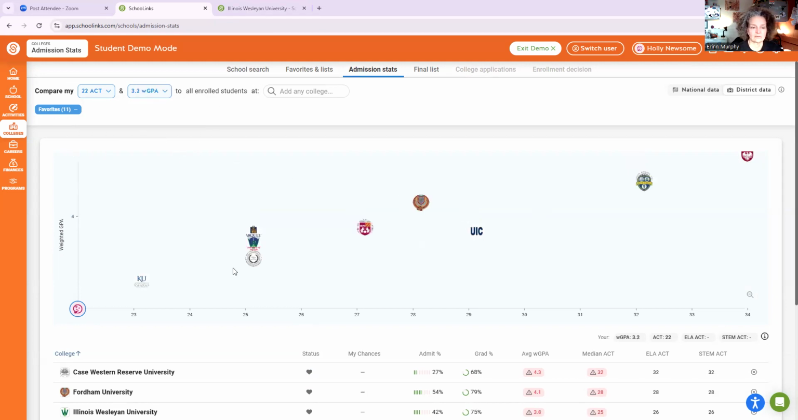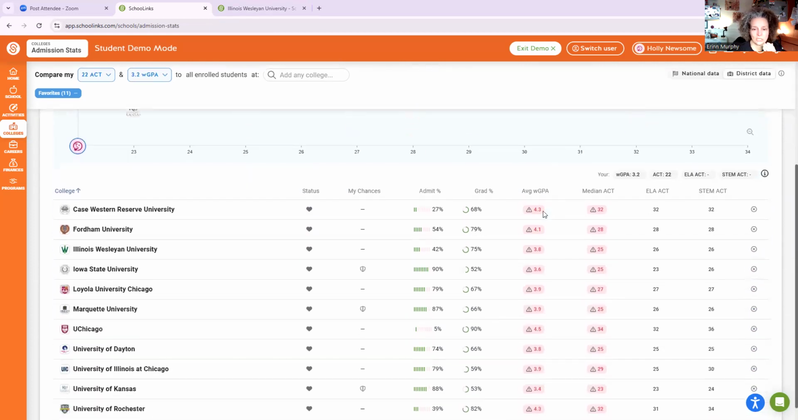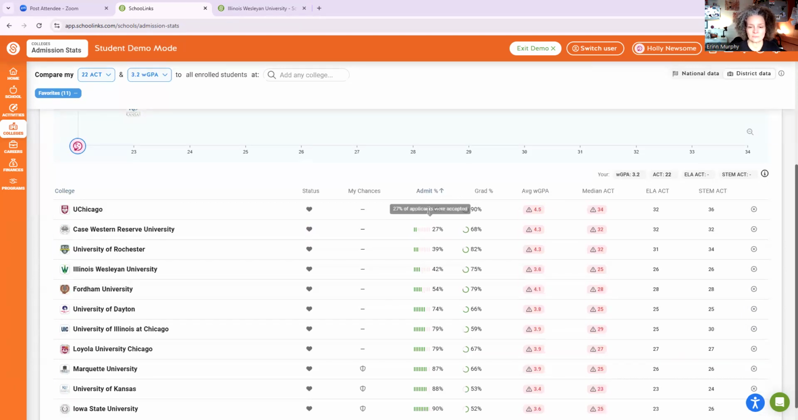And now we can see how the schools that I've saved as schools of interest might match up against admission data and criteria. So we can sort by admit percentage, from the list of schools that I have favorited as an interest area, all the way down to 90%, then graduation percentage, and then that average weighted GPA. And again, I have a 3.2 weighted GPA.